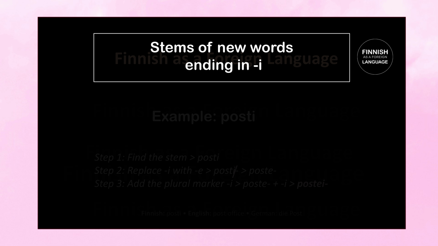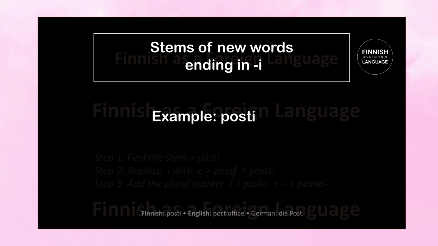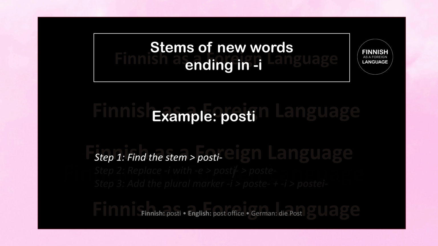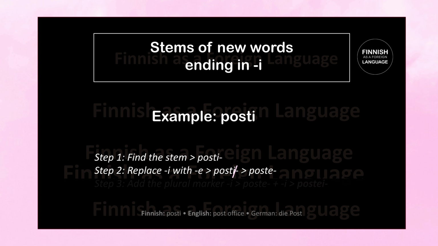Stems of new words ending in I. For example, posti, which means post office in English. Again, in our first step, we have to find a stem, which is posti. Then in the second step, we have to replace the I with an E. So posti changes to poste. Then in step number 3, we add again the plural marker I. So that means we have poste plus I and we get postei, which is our plural stem.